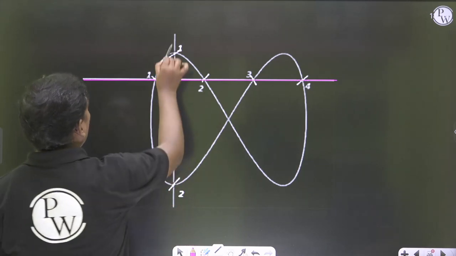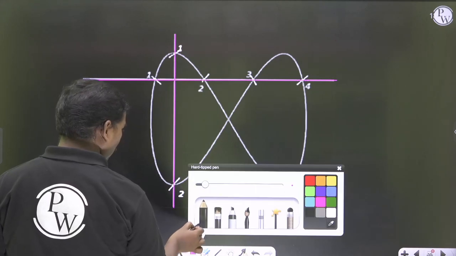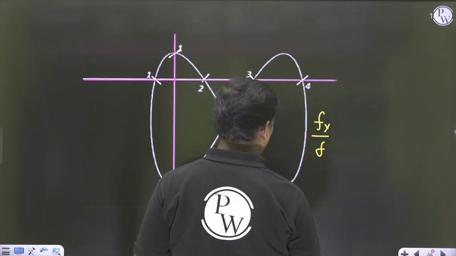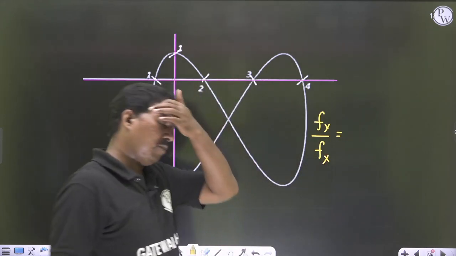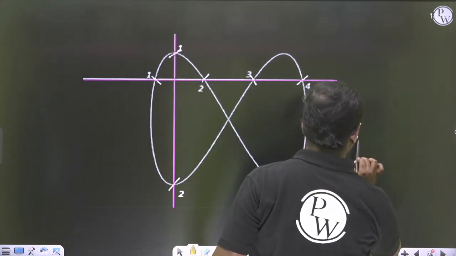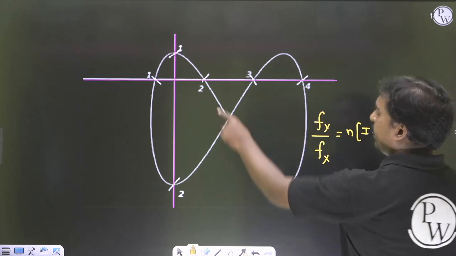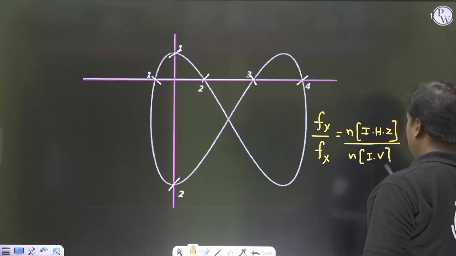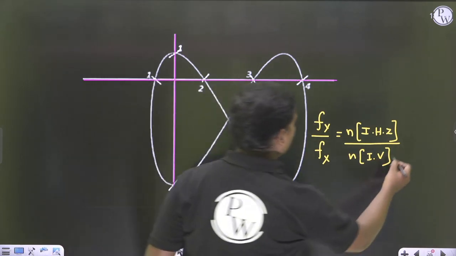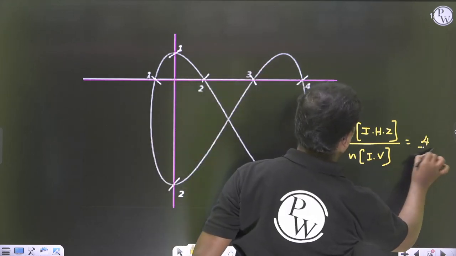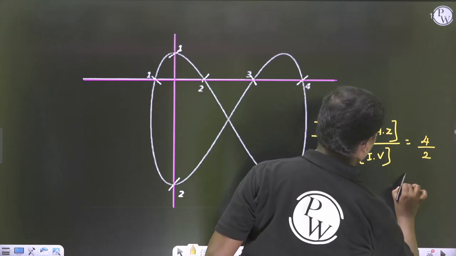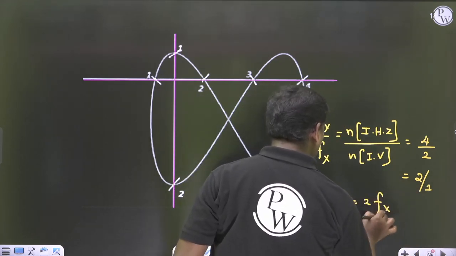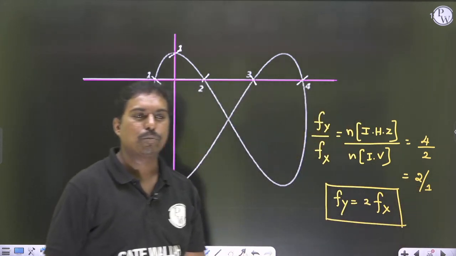Draw a horizontal, draw a vertical. So the frequency of y to the frequency of x can be taken as the number of intersecting points horizontally by the number of intersecting points vertically. How many intersecting points horizontally? 1, 2, 3, 4, 5. How many intersecting points vertically? So the answer is 2:1. That means the frequency of the y plates is 2 times the frequency of the x plates. This is a point you have to understand.